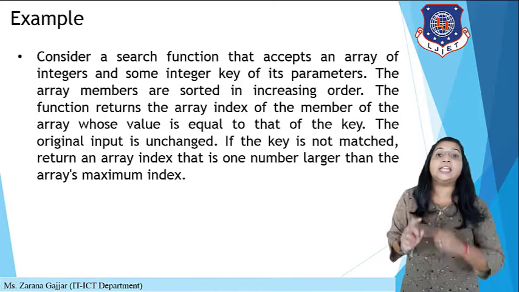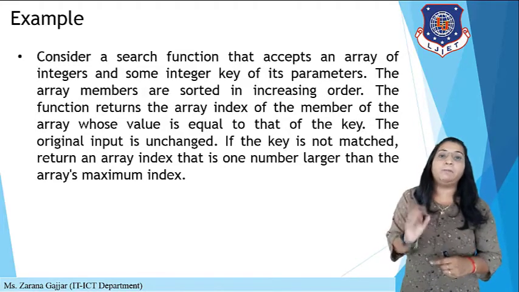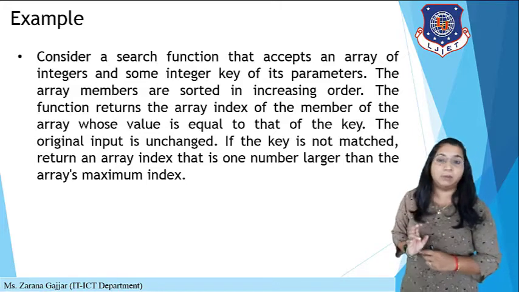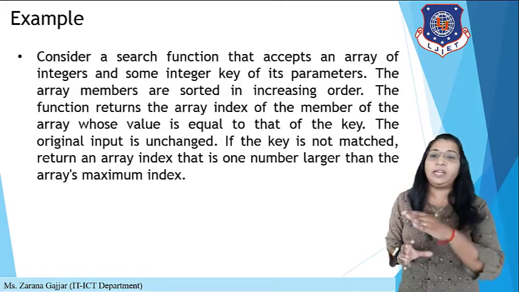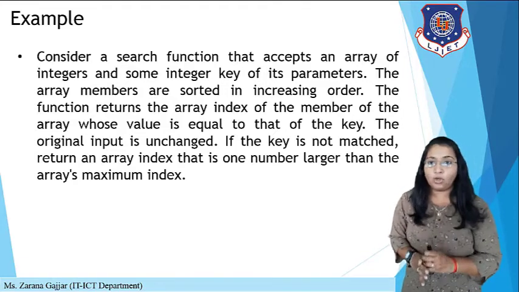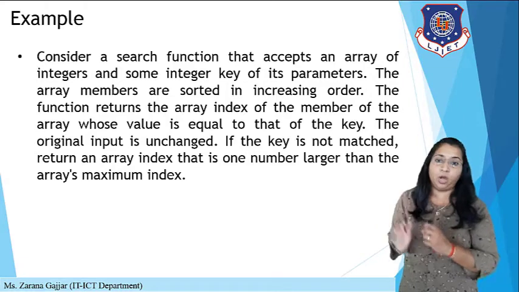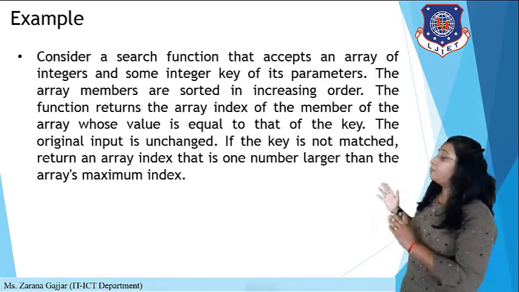Okay, and if the key is not matched, it will return an array index that is one number larger than the array maximum index. So if I am searching for the number 11 and it is not in my array, it will return the next index. It is larger than that particular array's maximum index, right? So this is my question.